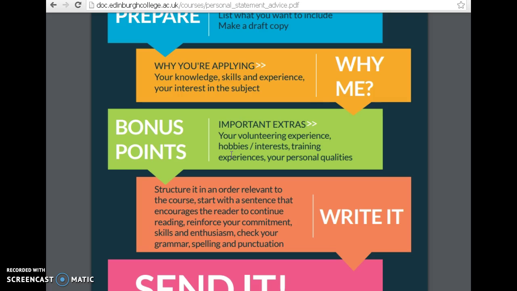Are you a natural leader? Are you interested in finding out what makes things work? How to mend things? There's a whole load of different information you can tell the college about you that will help them to understand why you would be a particularly good applicant.